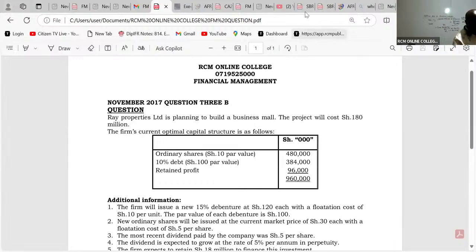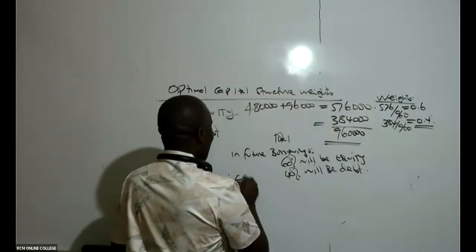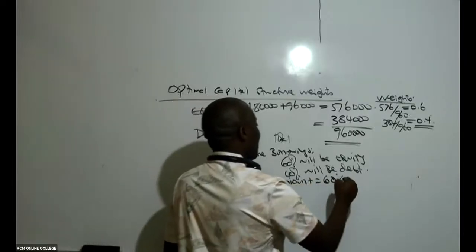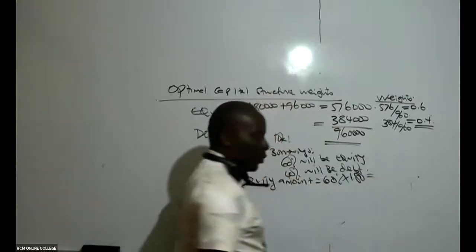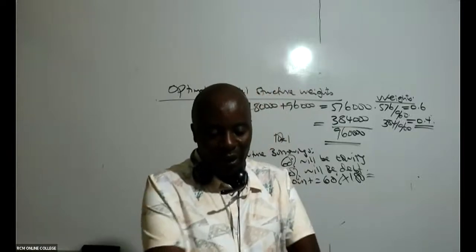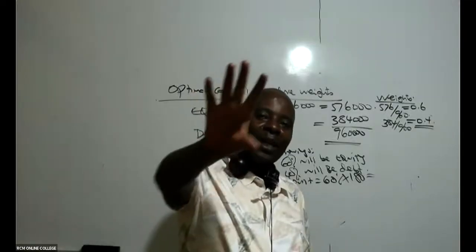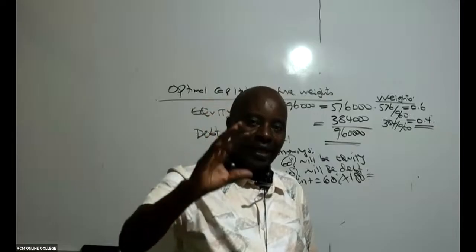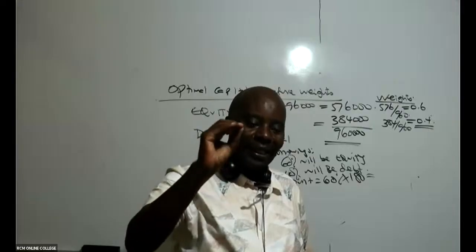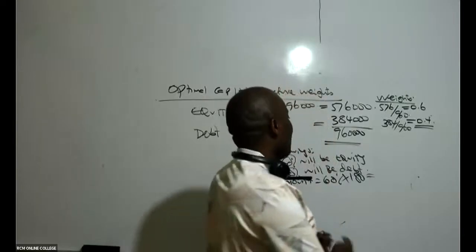So out of the 180 million, we know that 60% will be equity. Therefore, the equity amount will be 60% of 180 million. So is there somebody who can give us this figure? 60% of 180 million. How much are we getting there? Because you see, the mall they are planning to construct is 180. So out of this 180, how much should be equity? How much should be debt? So according to Margaret, it is 108 million. Yeah, thank you very much.